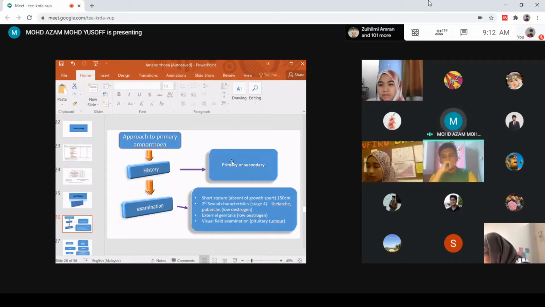Secondary amenorrhea is when the patient has had menses previously, whereas in primary amenorrhea, the patient has had no menses previously. All right, so that is from the history.